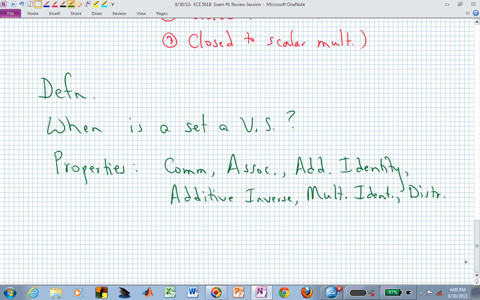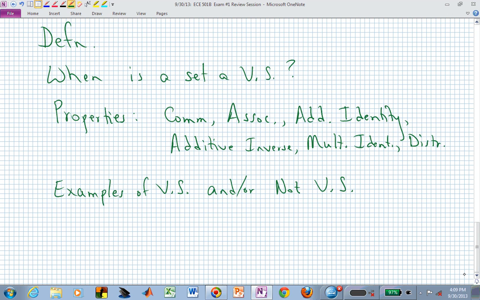You also should be able to provide examples of vector spaces, or why a subset is not a vector space. You should be able to identify the properties that it's not satisfying in order to violate it being a vector space.